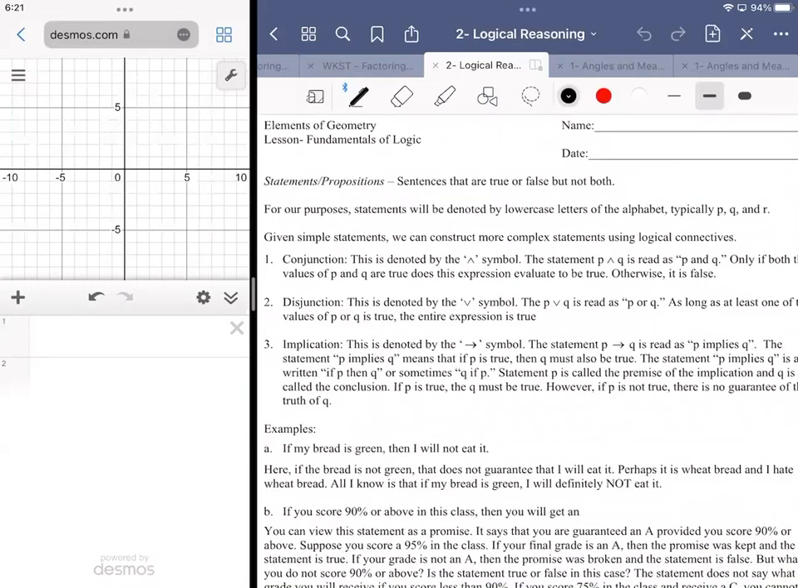Statements, propositions, sentences that are true or false, but not both. That's kind of an assumption that we have to make, at least when we get into what we call propositional logic. That's really where we spend most of our time, because in a mathematical sense, we don't really deal too much with the gray areas, like kind of true, sometimes true. It's usually true or false, right?